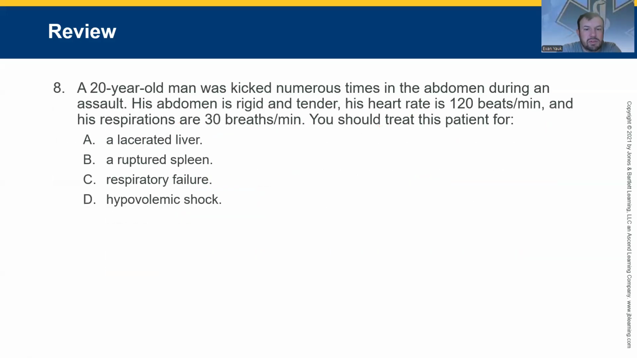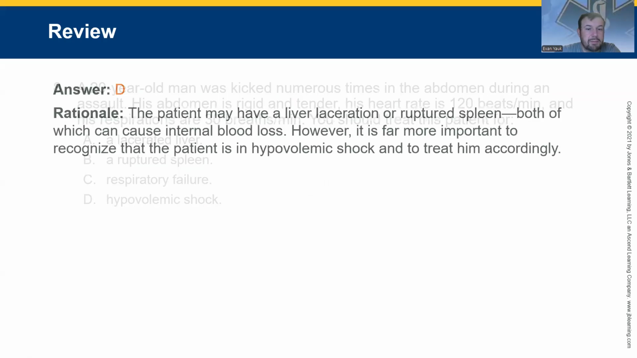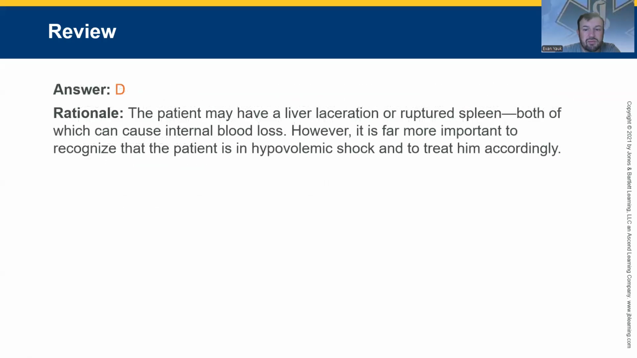A 20-year-old man was kicked numerous times in the abdomen during an assault. His abdomen is rigid and tender. His heart rate is 120 and his respirations are 30. You should treat this patient for... hypovolemic shock. He has a rupture of the spleen or liver, and he is bleeding internally.